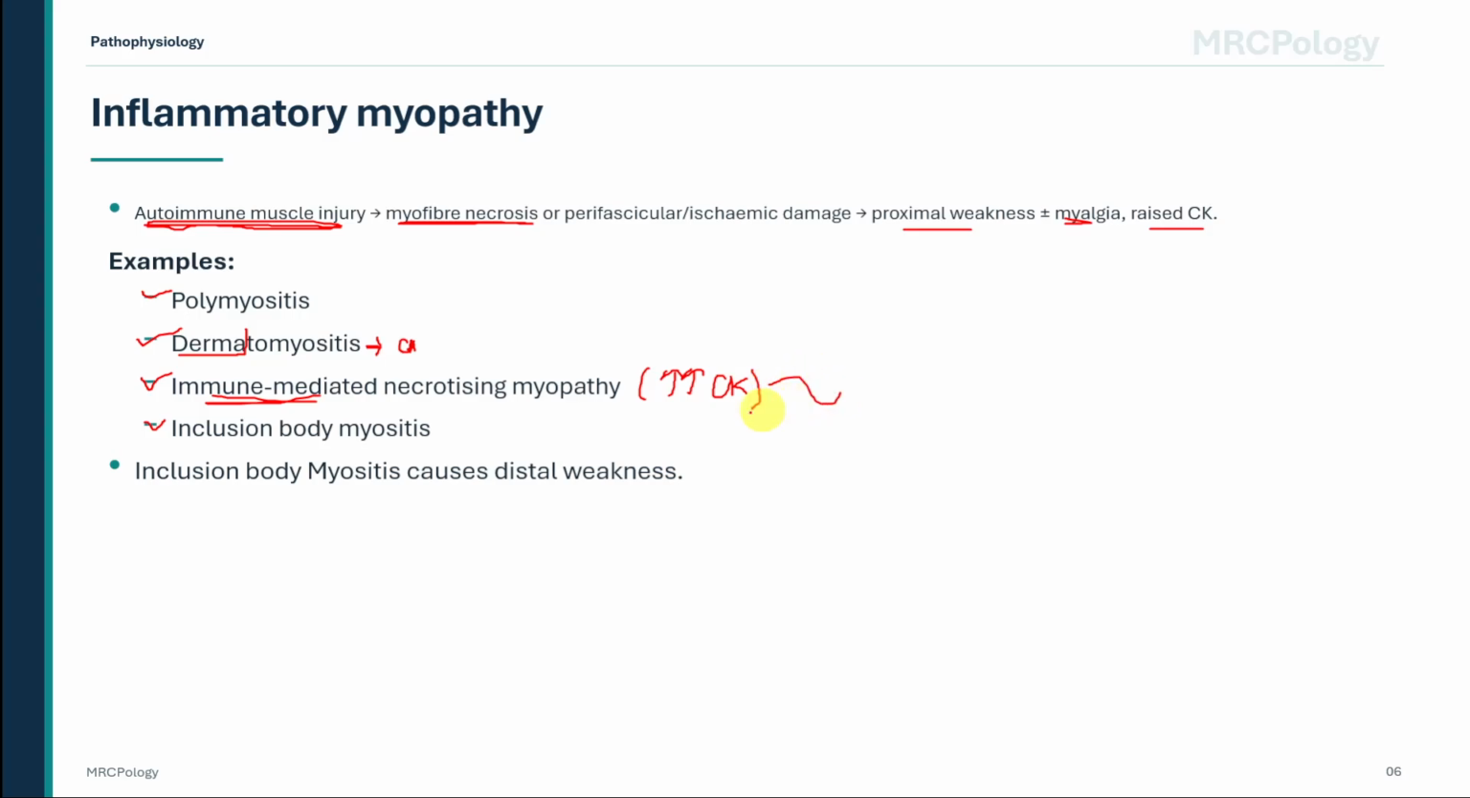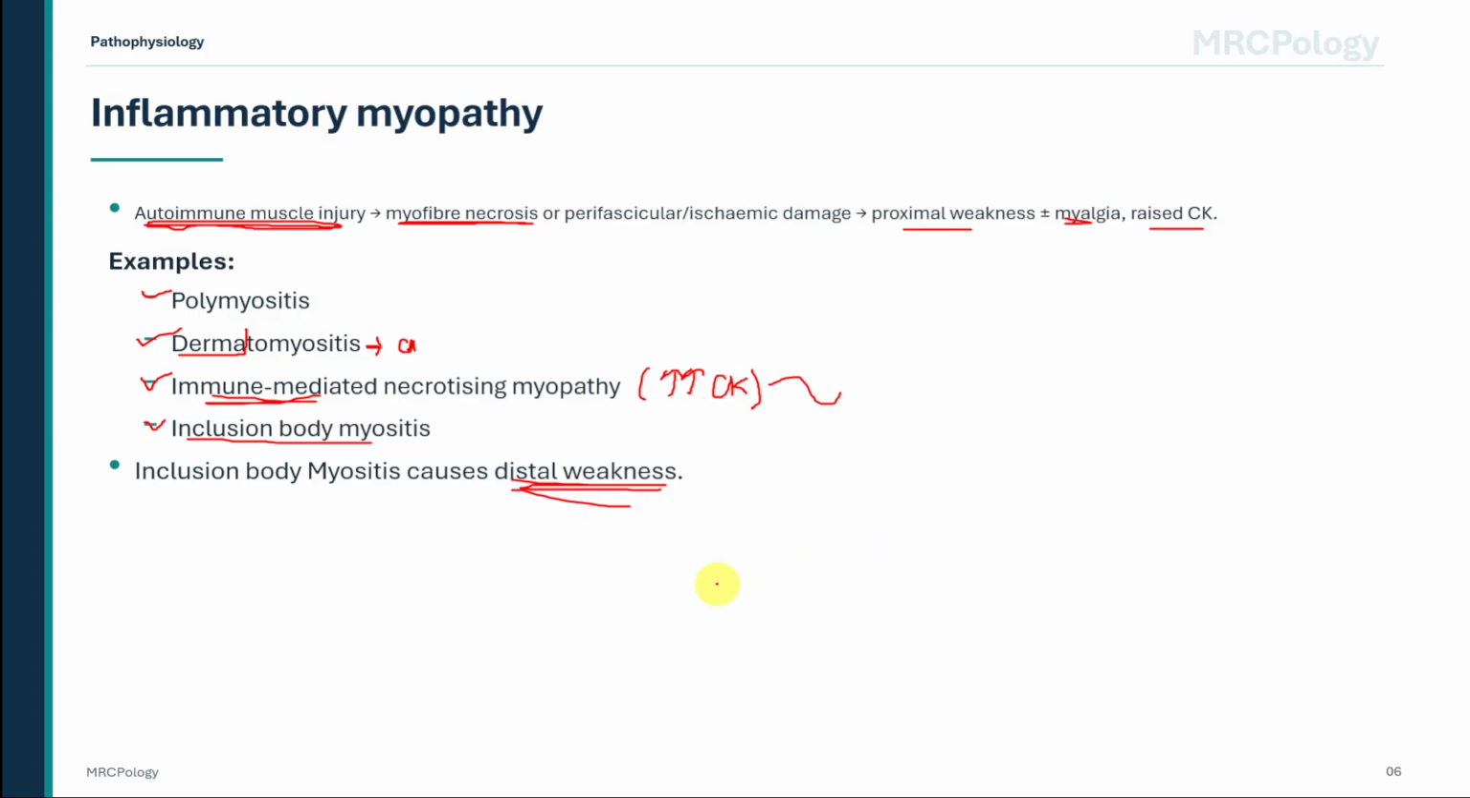Inclusion body myositis behaves differently. It usually progresses slowly and commonly affects older adults. Weakness may be asymmetrical. The characteristic pattern is weakness of the quadriceps and deep finger flexors. The patient may report falls because the knees give way, difficulty rising from a chair, or difficulty gripping objects. Dysphagia is also common. Inclusion body myositis often responds poorly to conventional immunosuppression compared with other inflammatory myopathies.